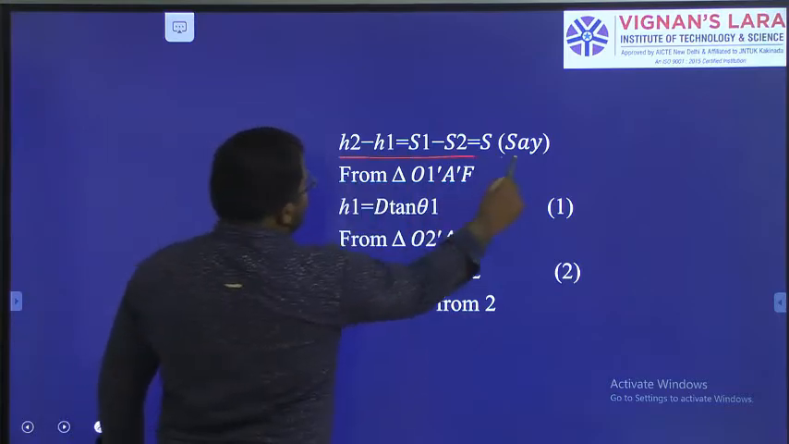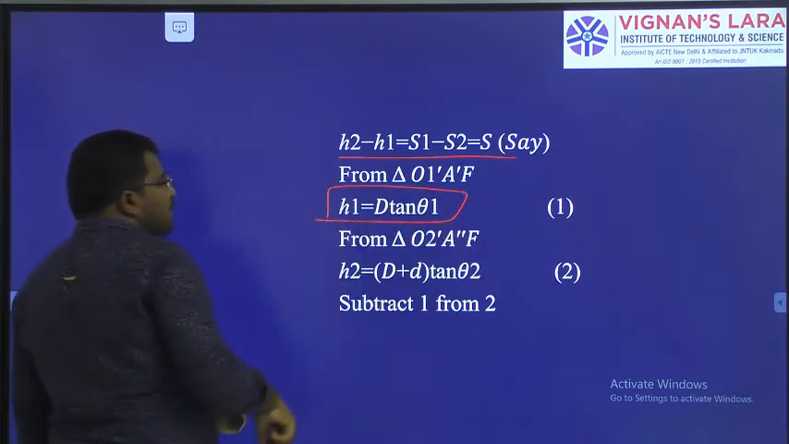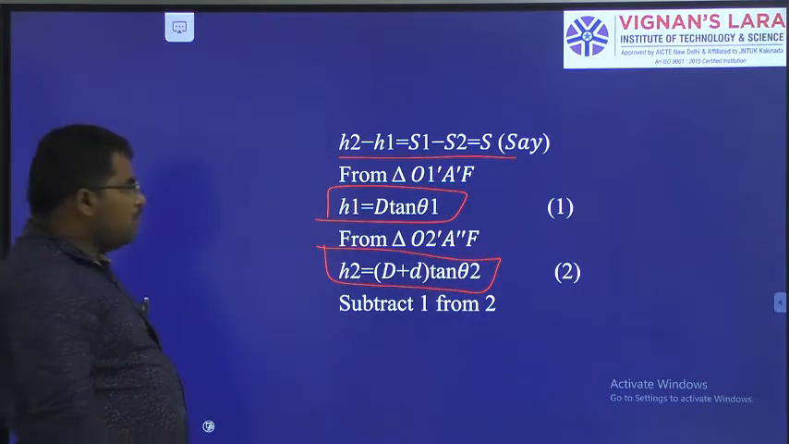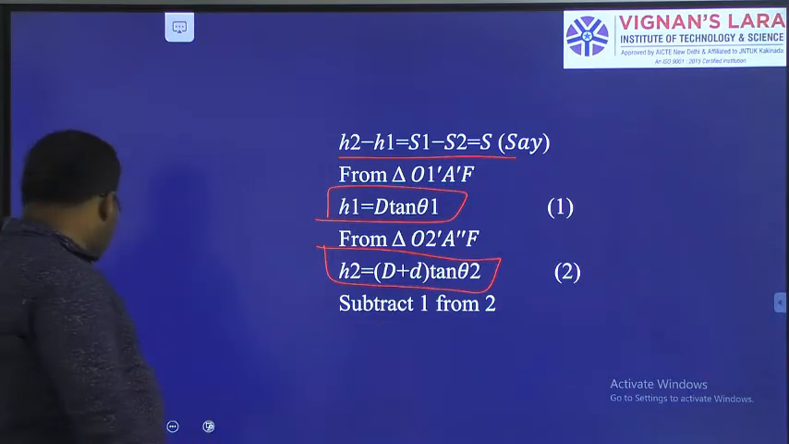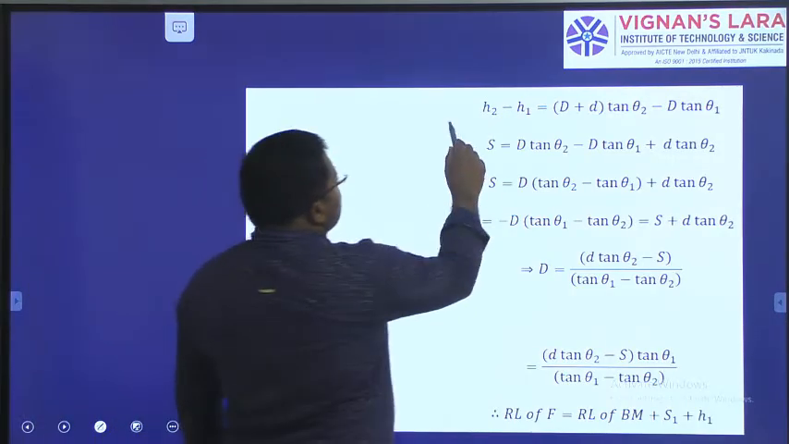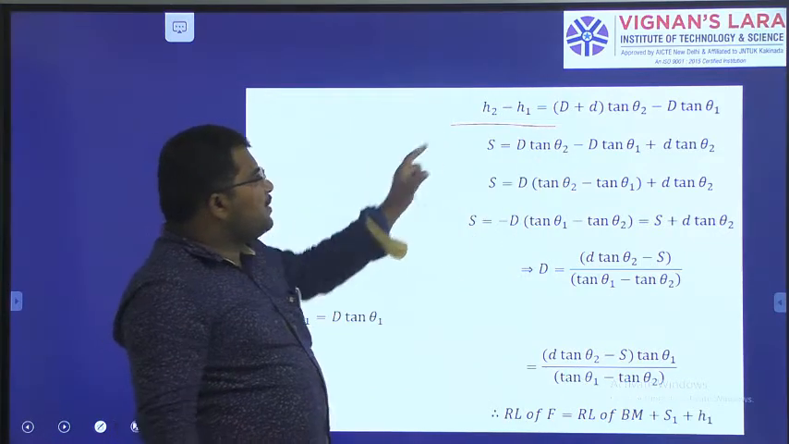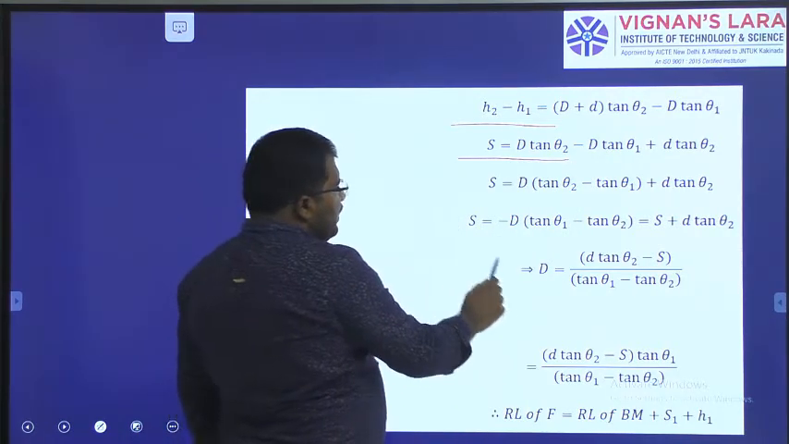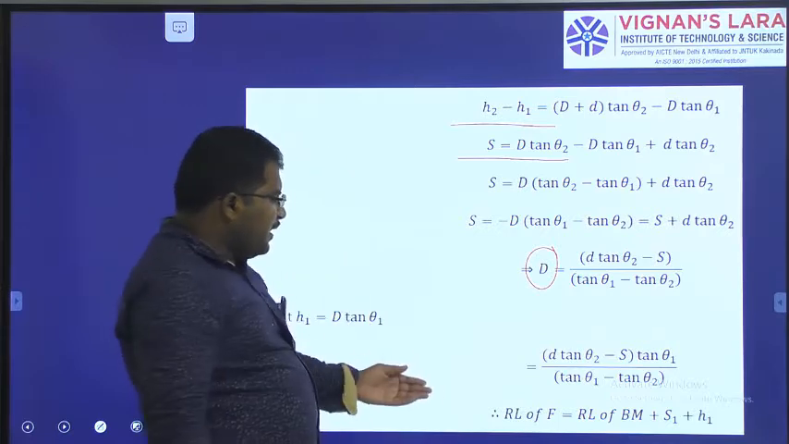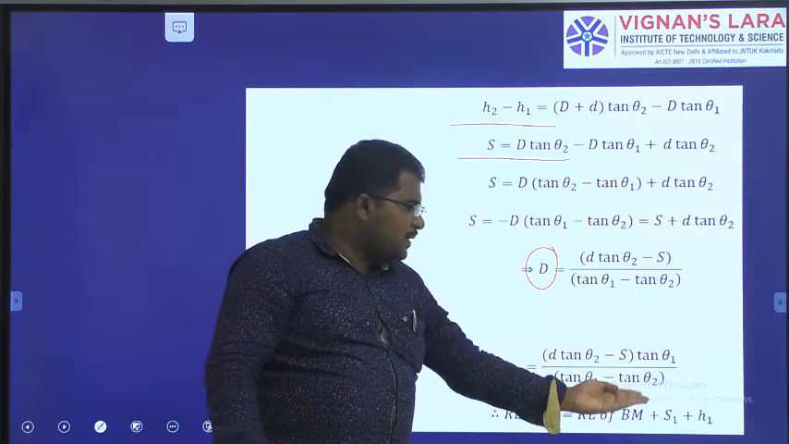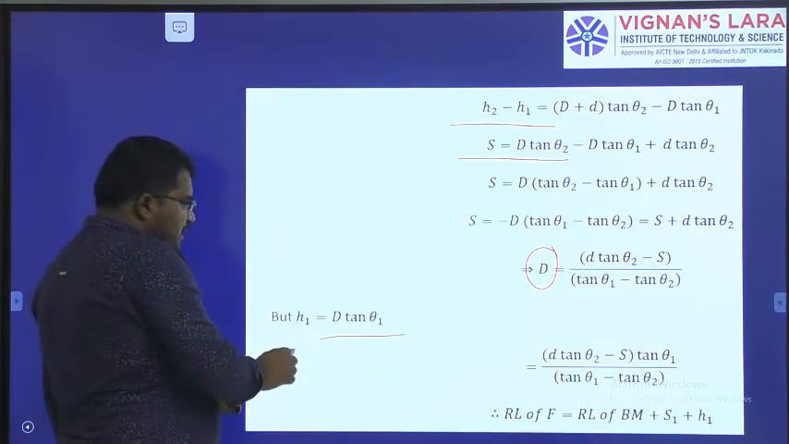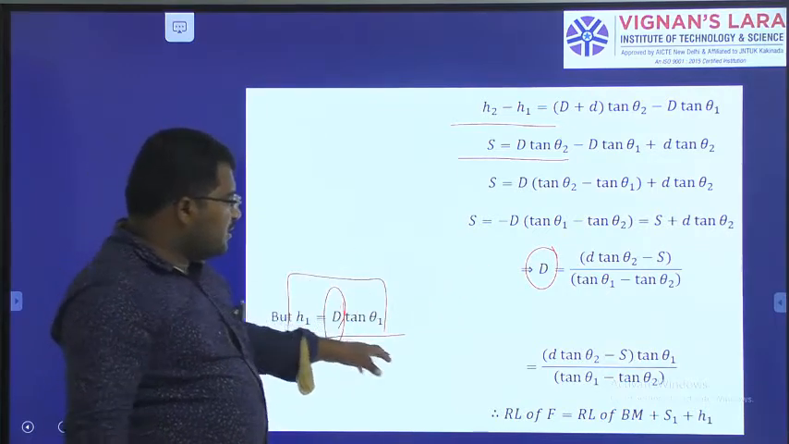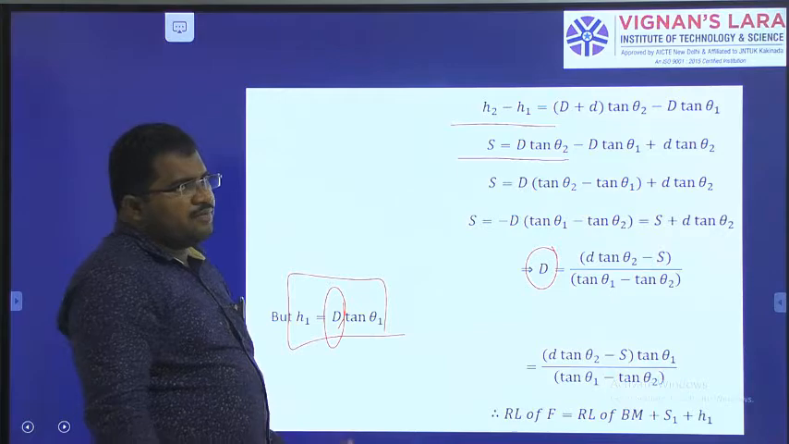So the difference between those two is S, and from triangle 1, H1 is equal to d tan theta 1, and from triangle 2 we get (d plus s) tan theta 2. Both are the equations. Now subtract 1 and 2, and we are going to get the same solution, right? So from here the S value is calculated, and finally we are going to calculate D, and the final RL of F is equal to RL of benchmark plus S1 plus H1, but H1 is equal to how much? D tan theta 1. Here, instead of D tan theta 1, the D value we are going to substitute in that equation, and finally we are going to get the RL of F, right?